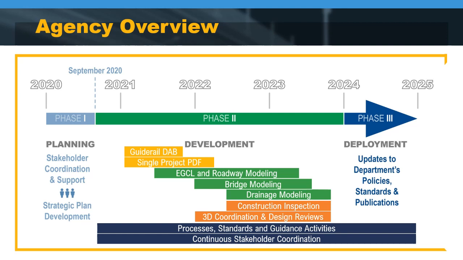We're looking at the single project PDF that is actually in the design process right now, where we are eliminating the construction plan sheets. We are making one large PDF sheet, getting contractors and our inspectors used to looking at their devices for these projects instead of relying on those individual plan sheets.